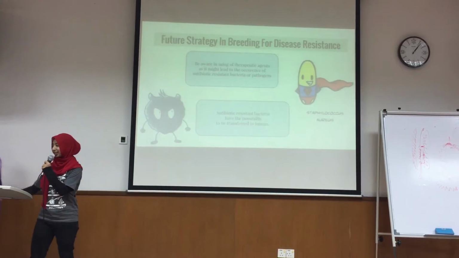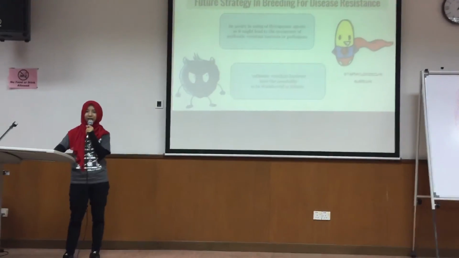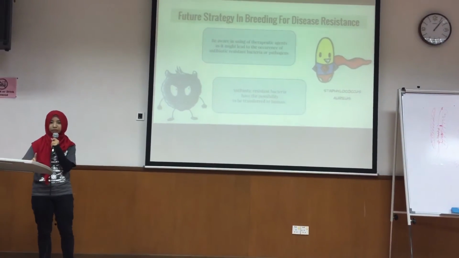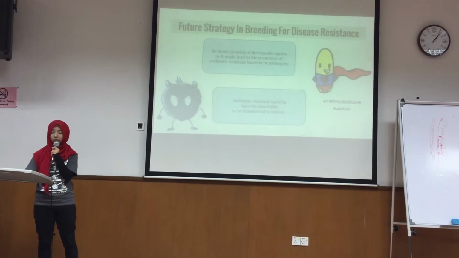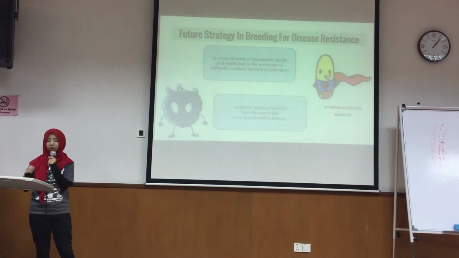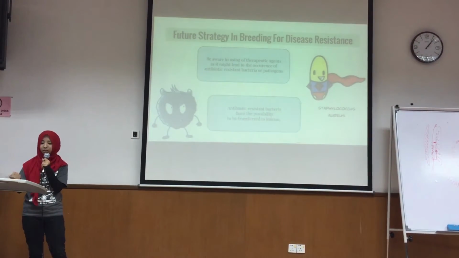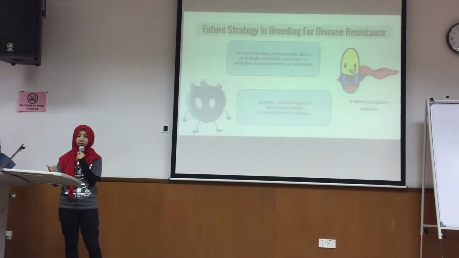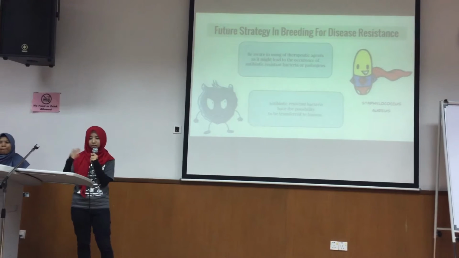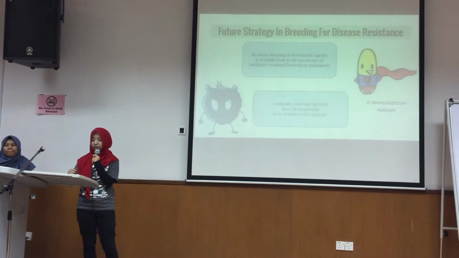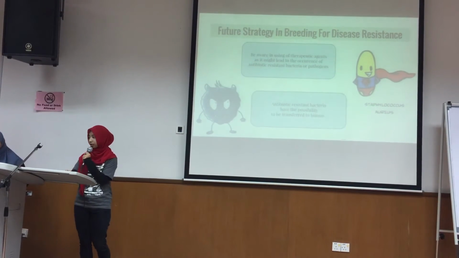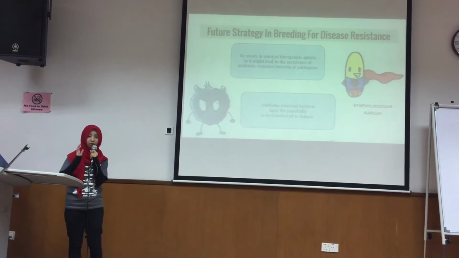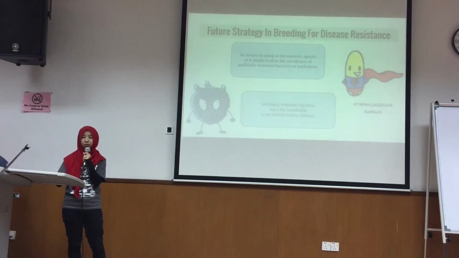Okay, thank you, Shahnaz. My name is Siti Anissa binti Nordin. Now I'll explain the future strategy in breeding for disease resistance. First, the farmer should be aware in the use of therapeutic agents, as it might lead to the occurrence of antibiotic-resistant bacteria or pathogens in the farm. The farmers can change the type of antibiotic that they use frequently, or reduce the use of antibiotics in the farm to prevent the bacteria from becoming resistant. And next, antibiotic-resistant bacteria have the possibility to be transferred to humans by ingesting infected meat.